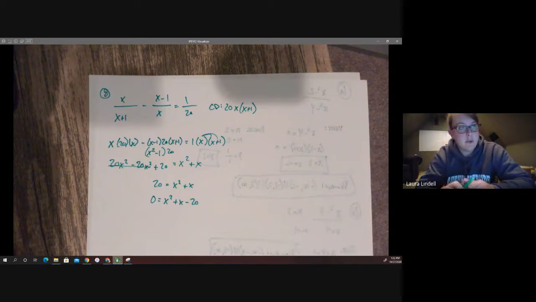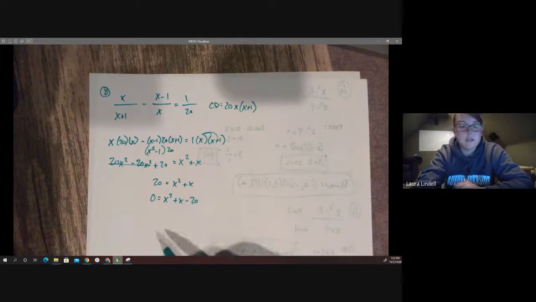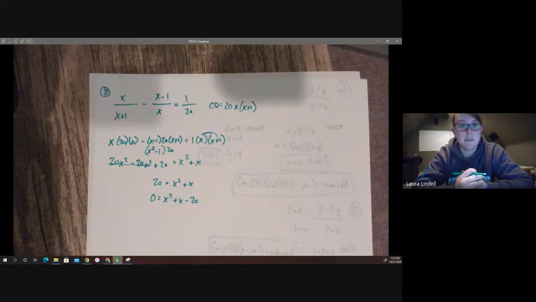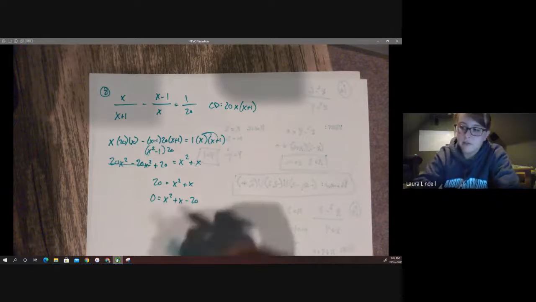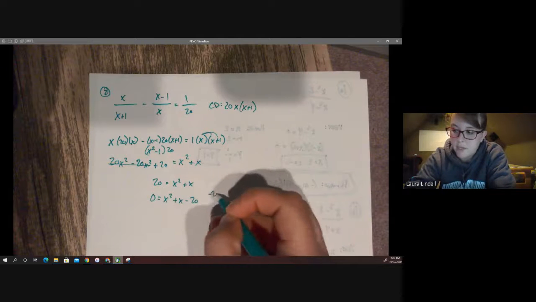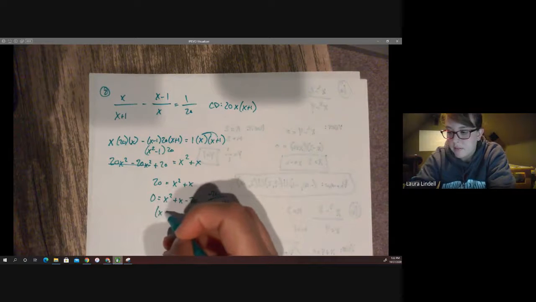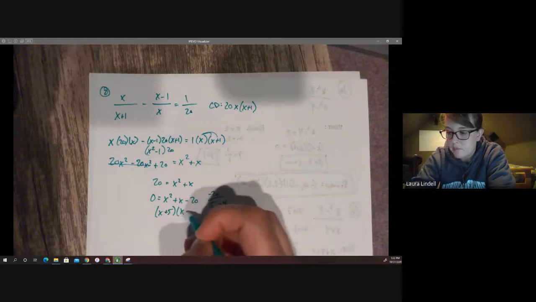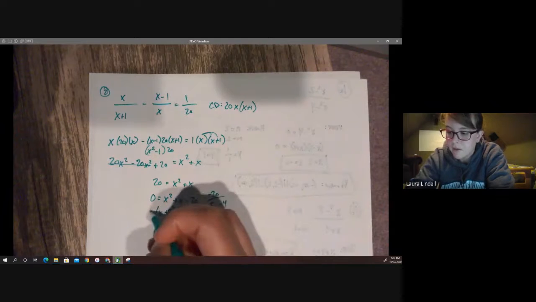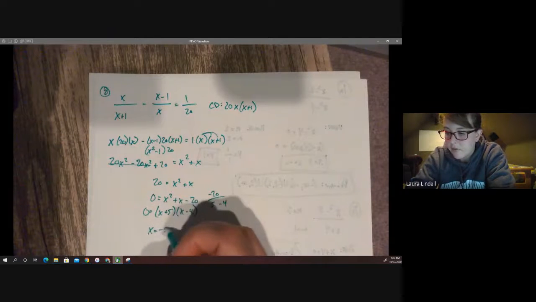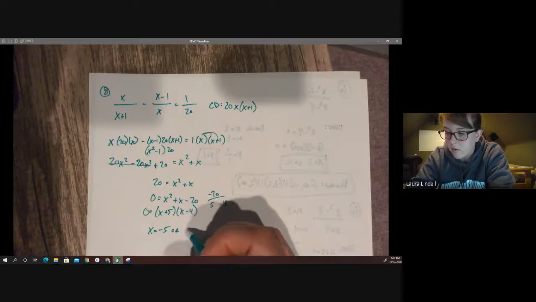And then at this point, you can either factor if you can think of something that would help us factor this nicely, or you can toss it into Desmos and see where the zeros are. Either way is fine. I'll factor this. Things that multiply to negative 20 and add to 1 would be 5 and negative 4. So we get (x plus 5)(x minus 4). So x is negative 5 or 4.